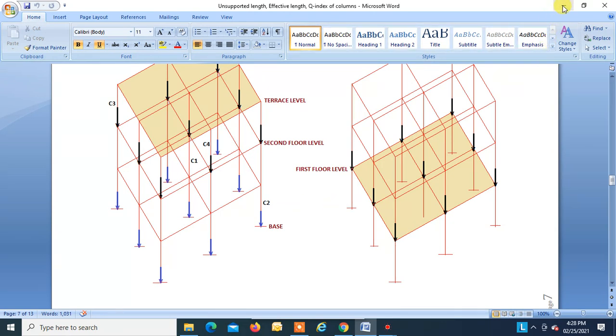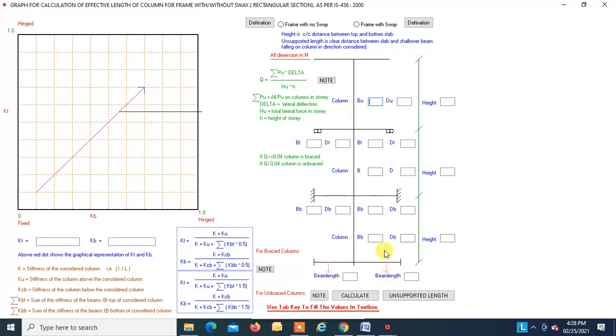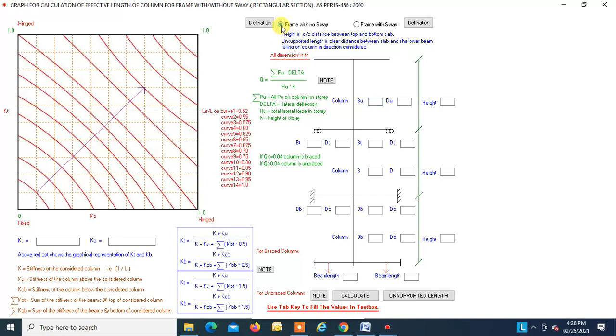Now we just have to give the width and depth of all these members. But we know that column C1 is a no sway column, right? So we will have to select this graph. Now let's start giving the values. Column width is 0.5, press tab. 0.5 is the depth, press tab.